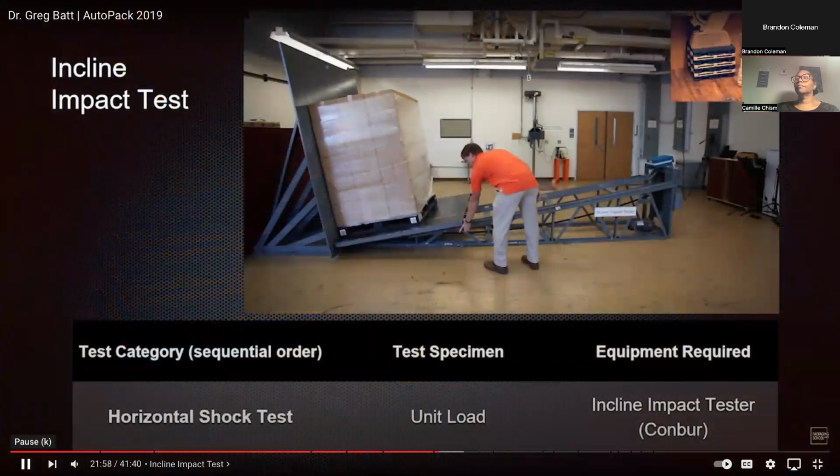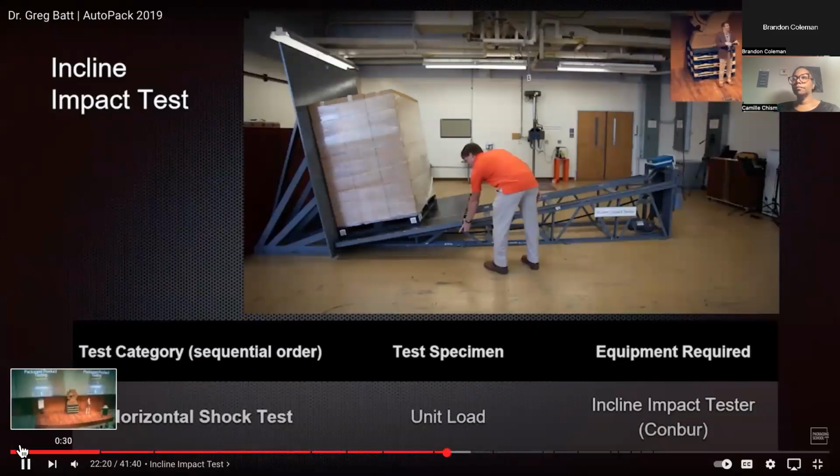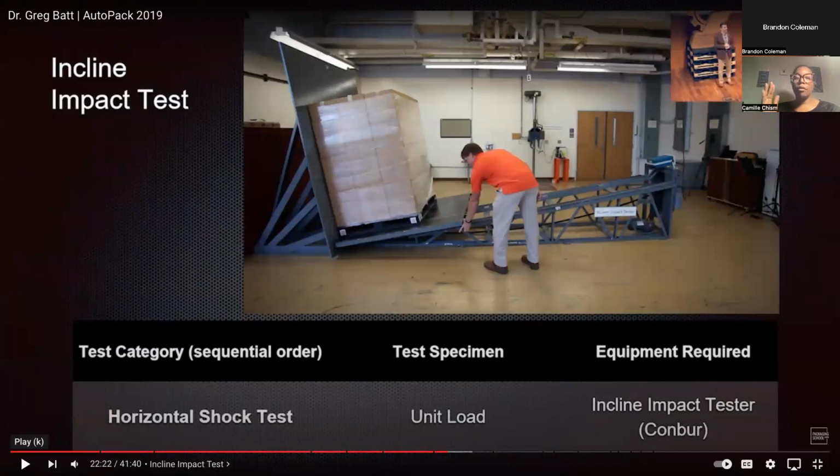So we need to reproduce, with our little sled up against the stationary backstop, a particular impact velocity. Let's say it's 4 miles an hour. At that impact velocity, we're going to impact the packaged product on all 4 vertical faces of the unit load. Then we look at the response of the products inside, the shifting, and the ability of the packaging to contain things.